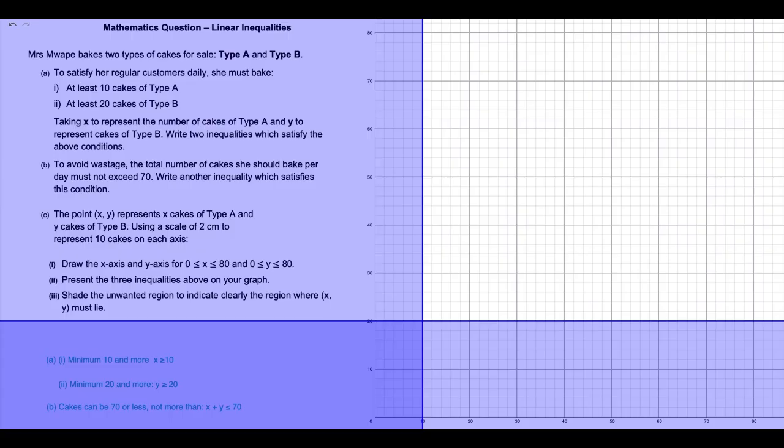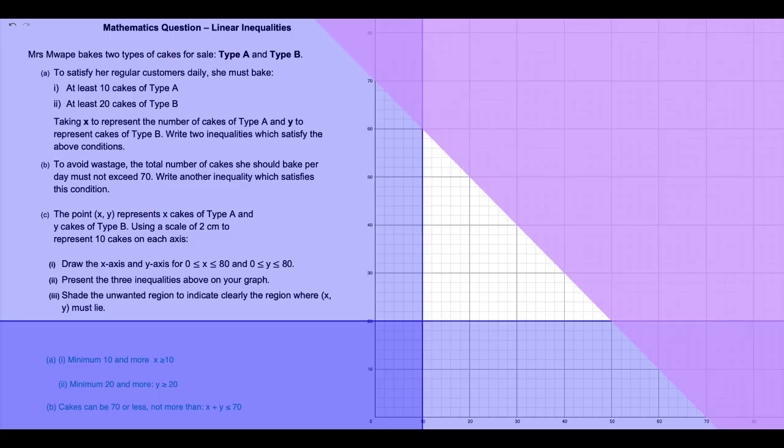Then we have the last one, X plus Y less than or equal to 70. So this means we are going to shade the part that is above that line that we can draw. So it will be like this. We don't want any values that are above that line, because when we go above, all the numbers will be more than 70, and we don't want that. We just want to be 70 and below. So that is how you can highlight the wanted region.